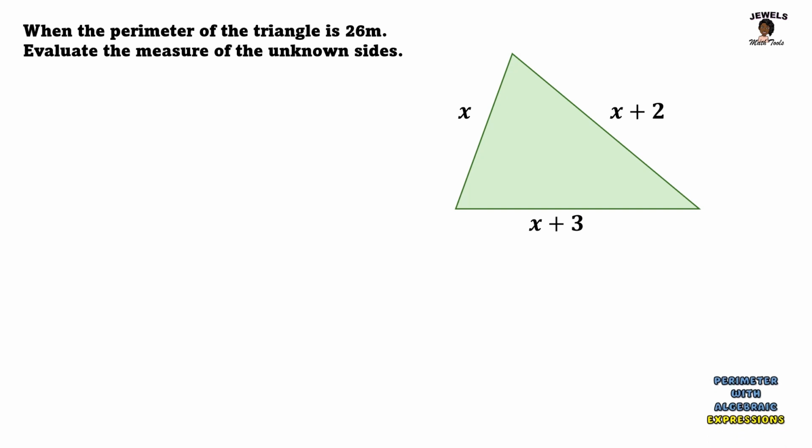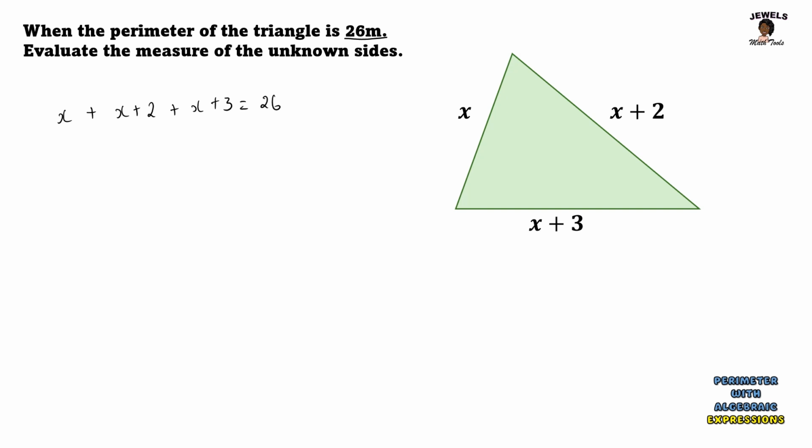So we're going to be calculating the measure of our triangle sides when we are already given the perimeter. Remember that with the perimeter, we are adding all of our sides together. And in this case, our question tells us that our perimeter should equal 26 meters.